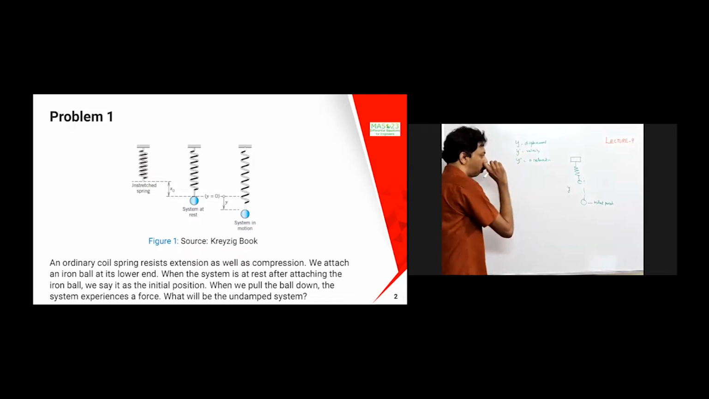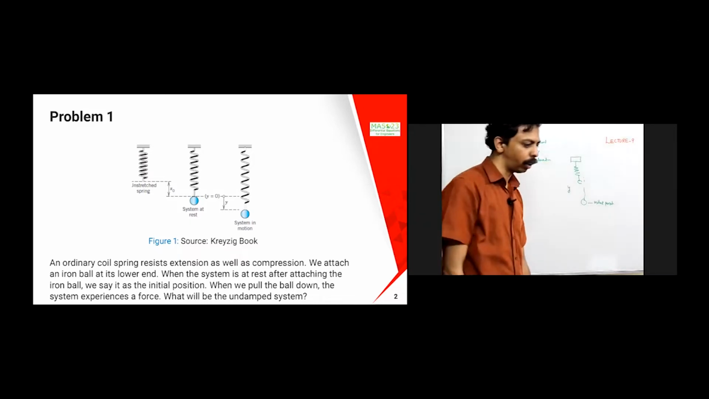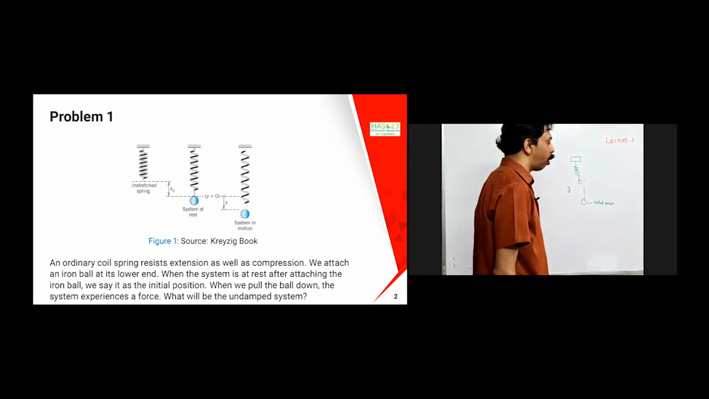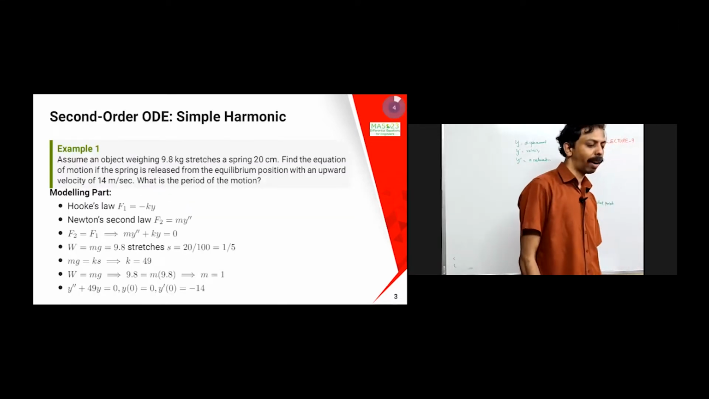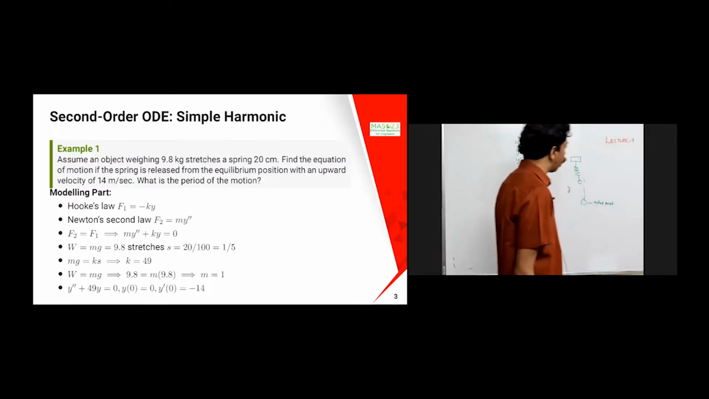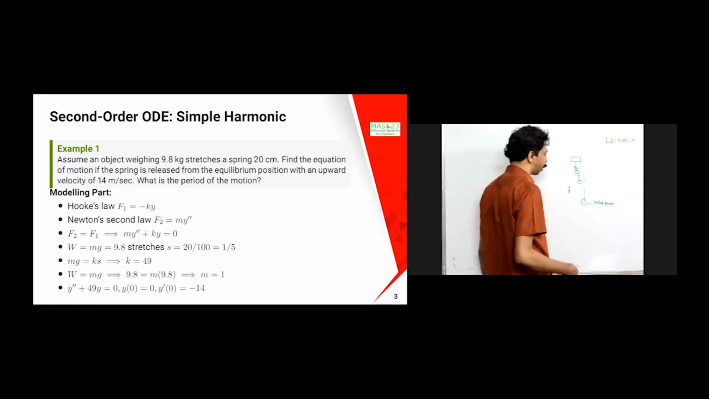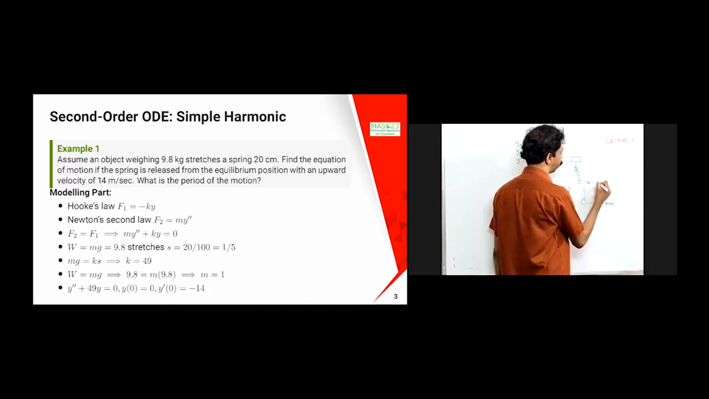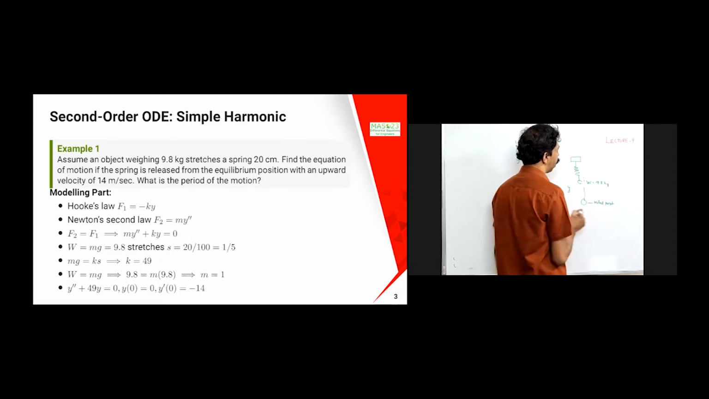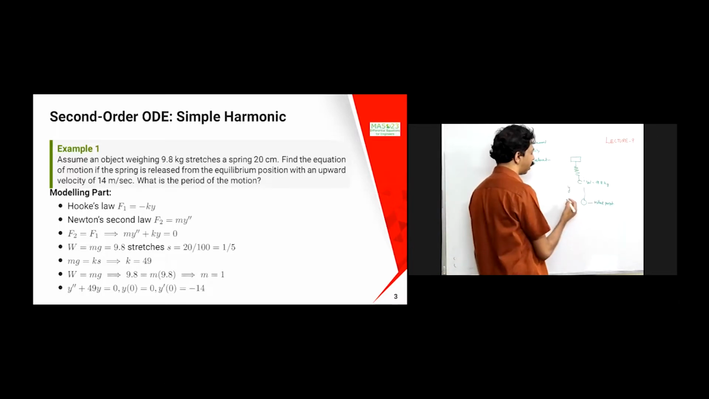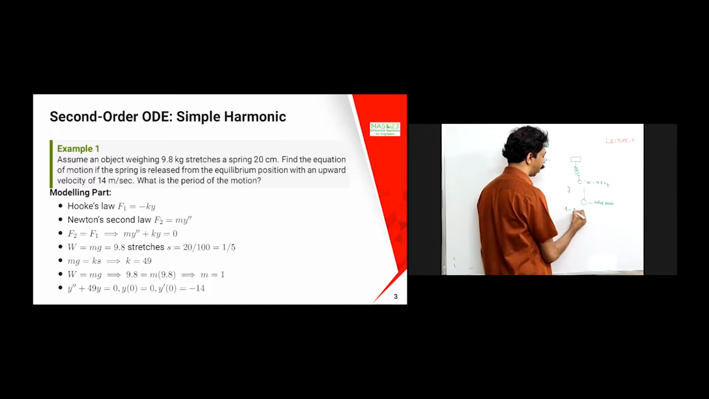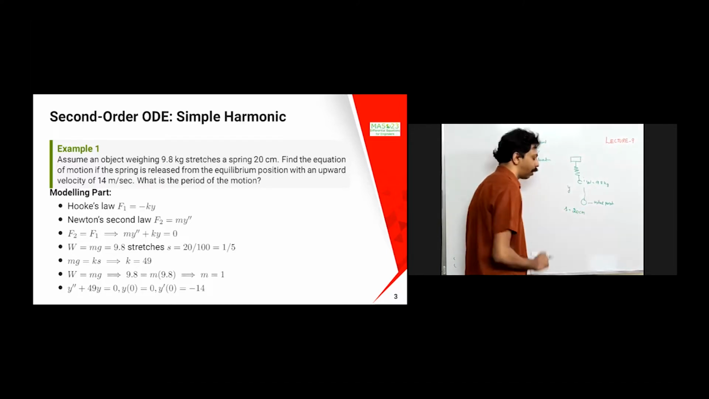Now I'm going to solve a problem for this. The initial position I have is going to form an undamped system, and we will see what an undamped system is in this class. For now, let me solve a simple problem. I have an object whose weight is 9.8 kilogram. The second thing given is the stretch of the string, which is 20 centimeter.